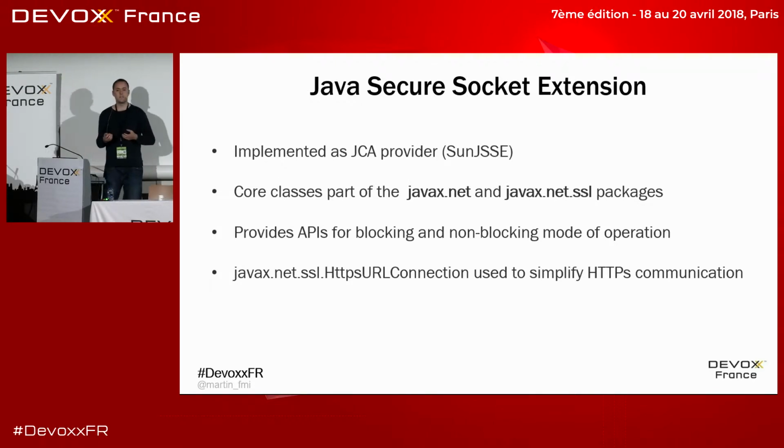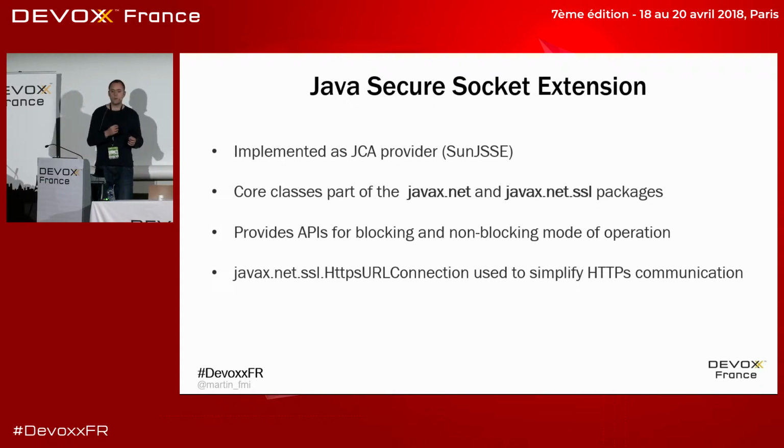One of those libraries that some of you might have used is called Bouncy Castle. It provides a lot of implementations of various cryptographic algorithms and so on. So in terms of Java, the default implementation is provided by the Sun JSSE provider. Also, core classes are part of the javax.net and javax.net.ssl packages. As we mentioned, it provides two modes of operation.